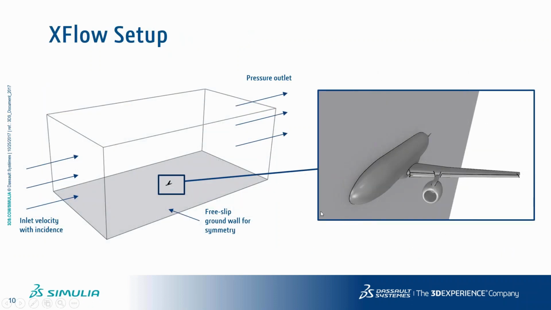So we did the 3 cases, and we'll show the results for each of the cases afterwards. But here is how we did the setup in XFlow. Okay, so we got this virtual wind tunnel. It's a preset of boundary conditions where you got inlet velocities, pressure outlets, and we've put a ground wall which is a free slip ground wall. It's actually to make, let's say, the symmetry condition in the wind tunnel anyways.